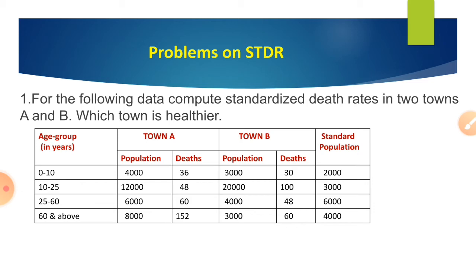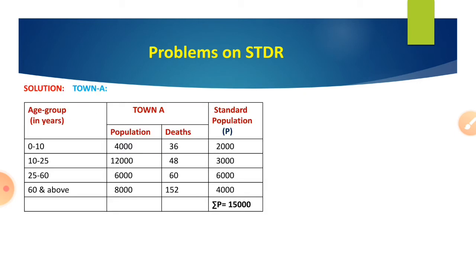Before solving the example, first you see the example. So what do we have to find out? Here we have to find out the death rate of town A and town B. Here we have to find out the STDR of town A and town B separately. So solution, first we'll concentrate on town A.